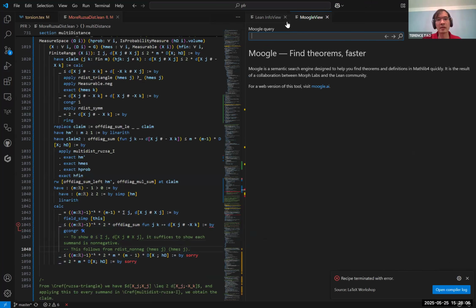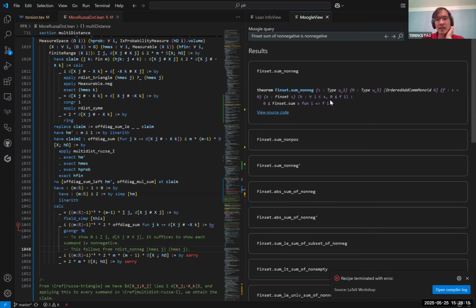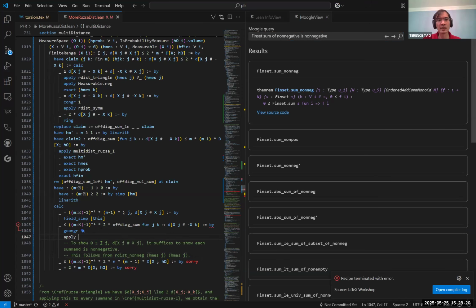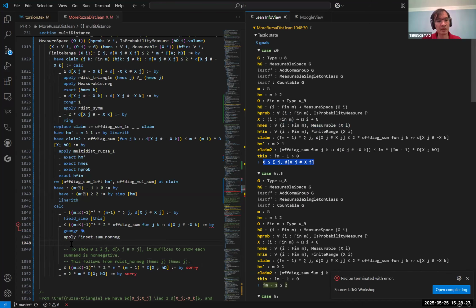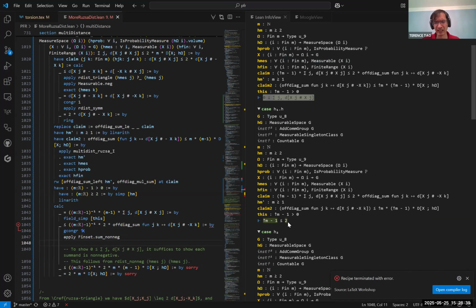There's a method which I think is named something like Finset.sum_nonneg. In fact, it is that. All right, yeah, a sum of non-negative functions is non-negative, so that's what I need to apply here. Do that. Hopefully that works. Well, there are more goals. I also need m minus 1 less than 2.